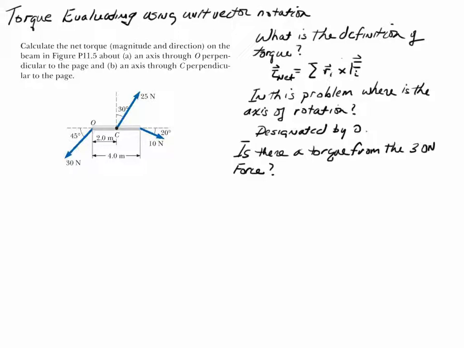Is there a torque from the 30 Newton force? Well, the force goes right through the point of rotation, or the axis of rotation. So there is no lever arm or no moment arm to produce a torque. So there is zero torque if the force goes through the point of rotation.